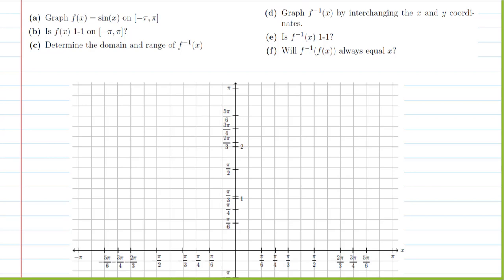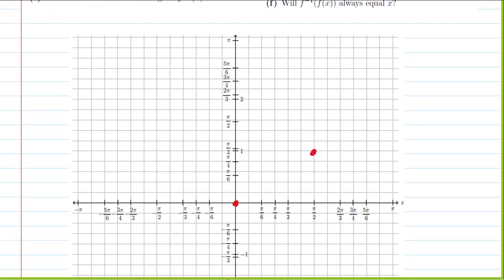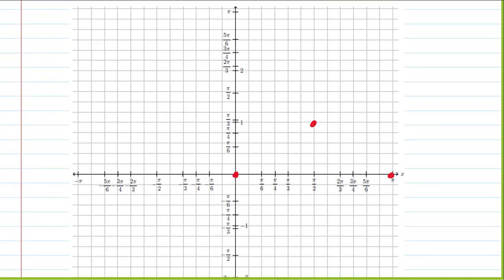So we want to start by graphing f of x equals sine x on negative pi to pi. From the unit circle, we know that the sine of 0 is 0. We also know that the sine of pi over 2, or 90 degrees, is going to be 1, so that's going to be up here. And then we know back at pi, it goes down to 0. Going left, at negative pi over 2, we're going to get negative 1, and sine of negative pi is also going to be 0. We could plot some more points, but we've done that before.